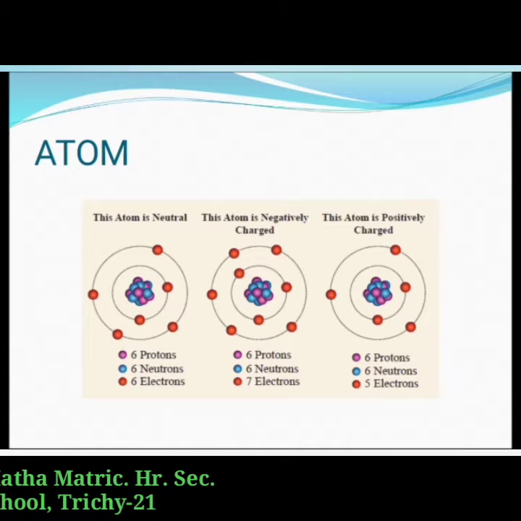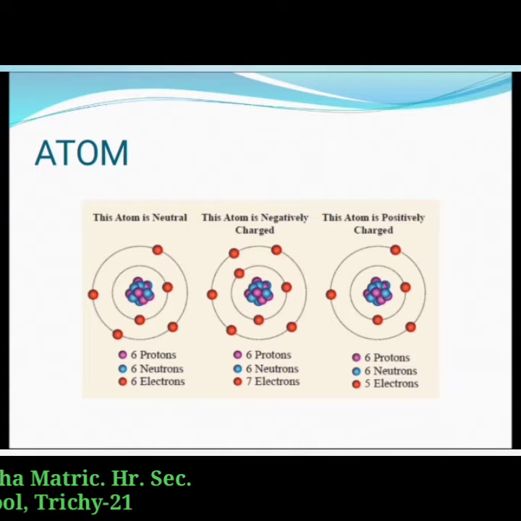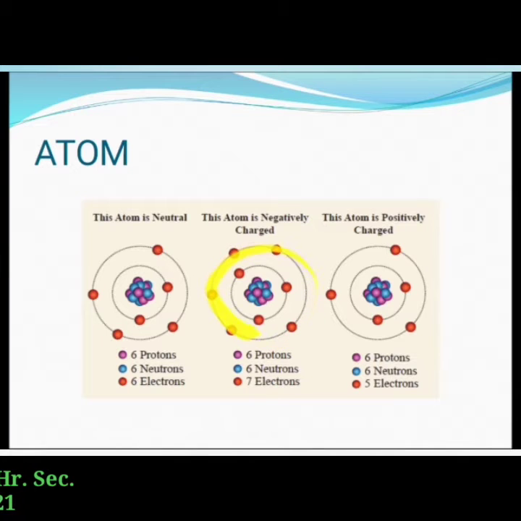If an electron is added in excess to an atom, then the atom is negatively charged and it is called a negative ion. See here, there are 7 electrons. Here, 1 electron is added to this atom. So, it becomes a negatively charged atom.